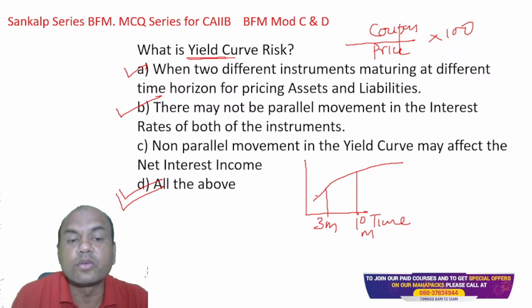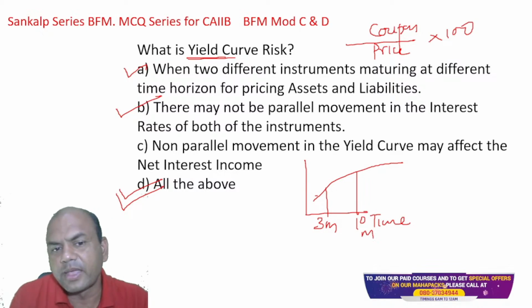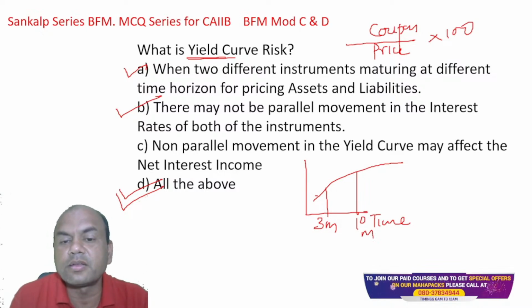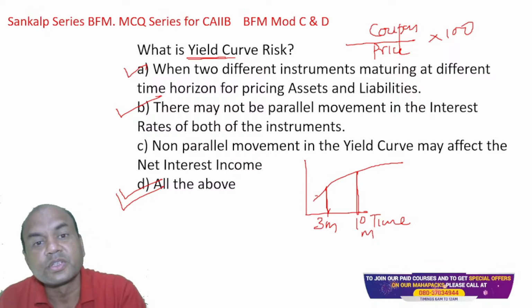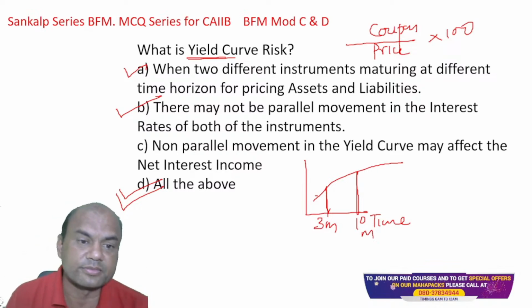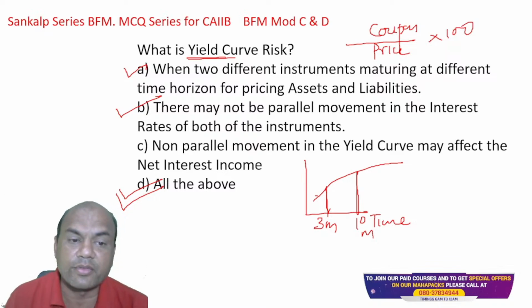Okay. So look at the third one also. Non-parallel movement in the yield curve may affect the net interest income, obviously. And net interest income will be affected if 3 months moves faster and 10 years move slower. So it will be definitely affected, isn't it? So that is again a yield curve risk. Got it, everyone? So what is the yield curve risk? Everyone has got this?